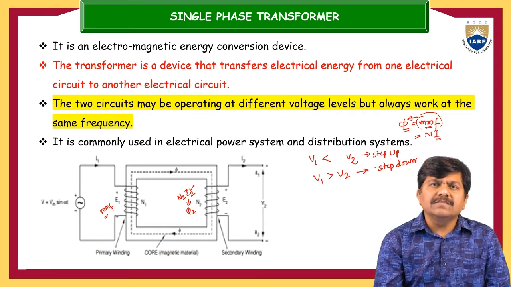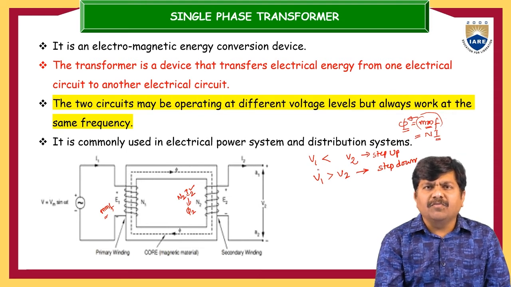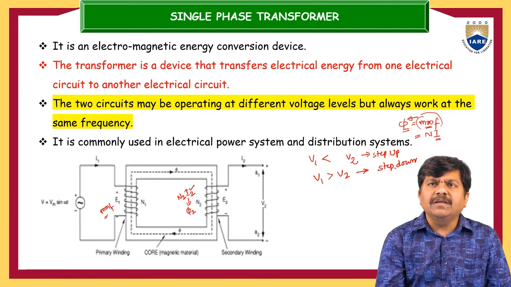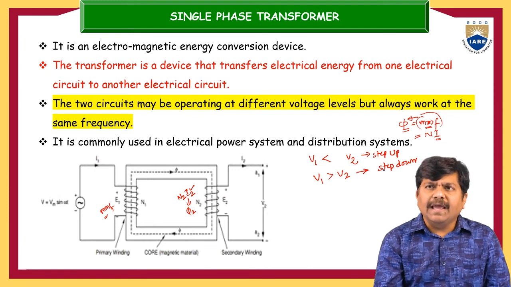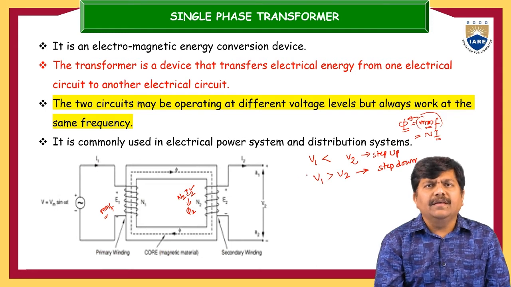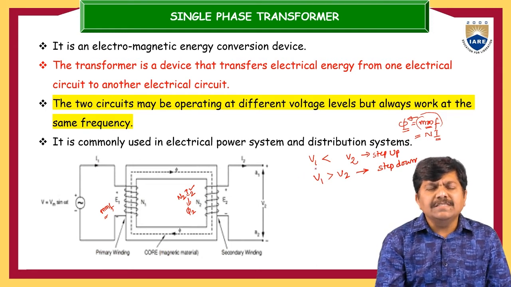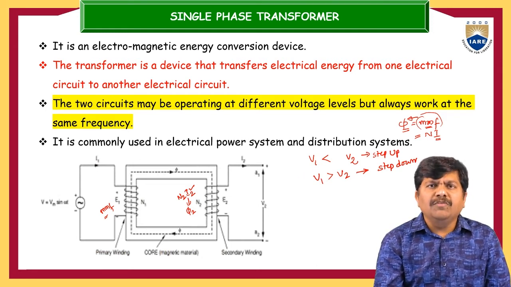Step-up transformer means the output voltage, meaning the secondary voltage, is greater than the primary voltage. And if the primary voltage is greater than the secondary voltage, that is the step-down transformer. So, based on the voltage level, transformers can be classified. And the very important point here is that only the voltages and currents may be changed.